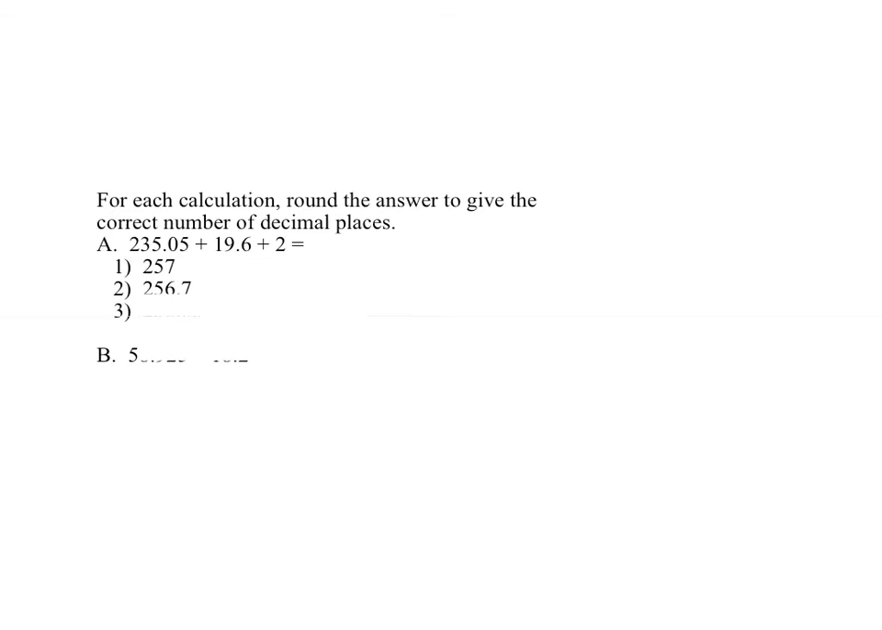All right, for each calculation, round the answer to give the correct number of decimal places. Sorry, I'm not sure what's going on with my slide. It looks a little funky here. So, 235.05, let me plug this in my calculator, plus 19.6 plus 2. My calculator tells me that that adds up to 256.65. That's what my calculator says.